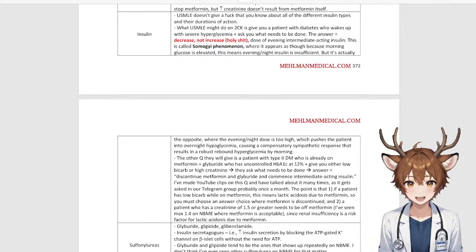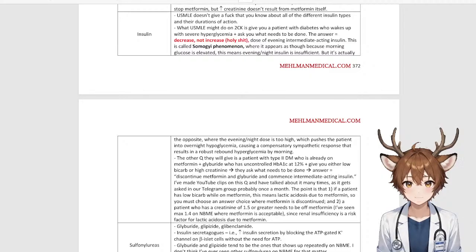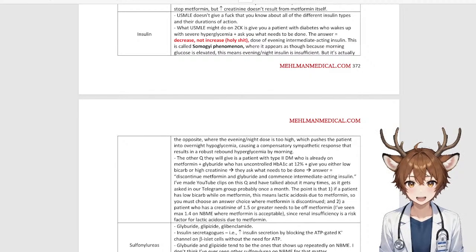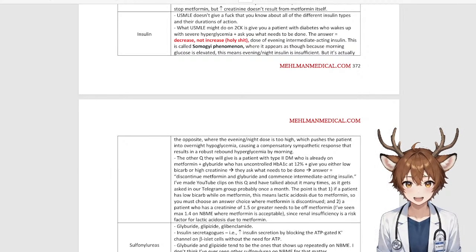The dose of evening intermediate acting insulin. This is called the Somogyi phenomenon, or Somogyi, I don't know.